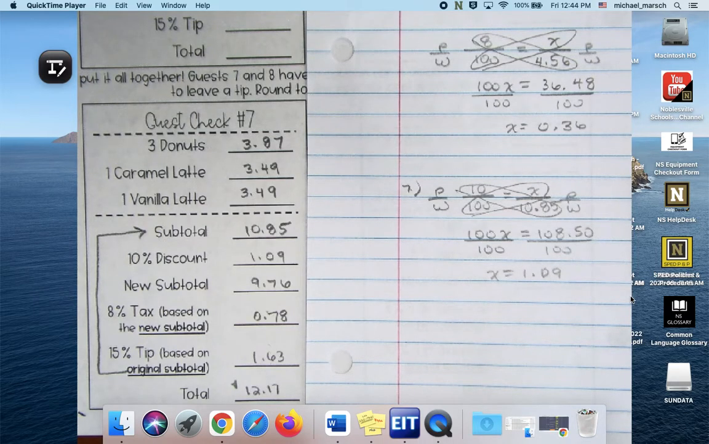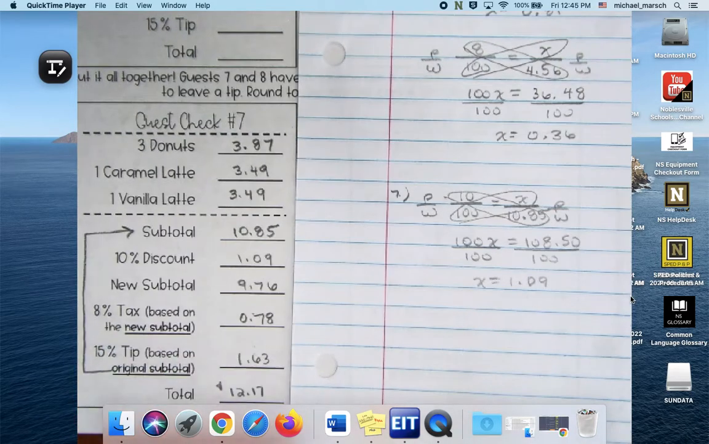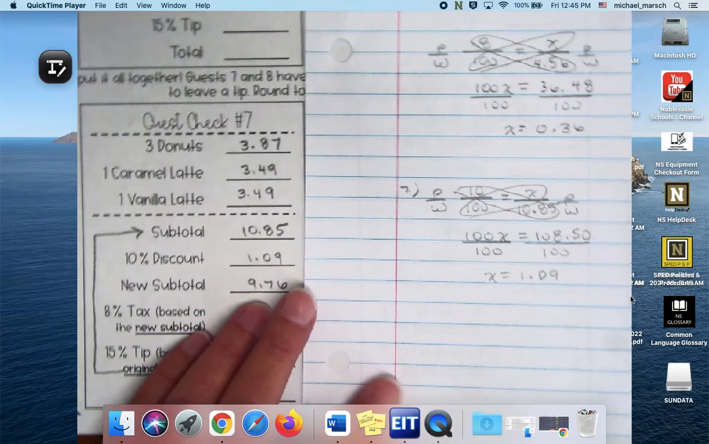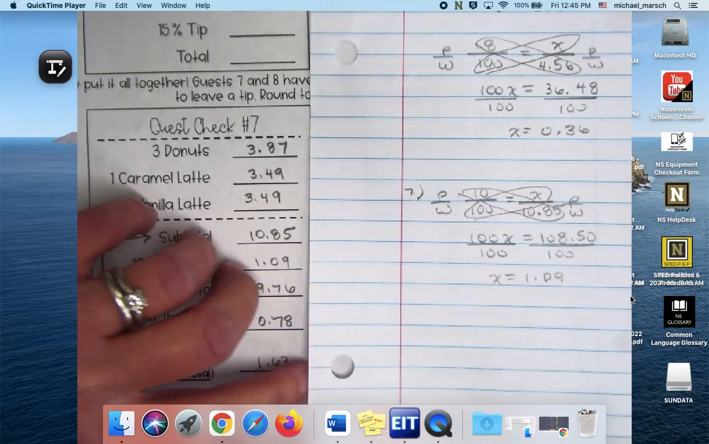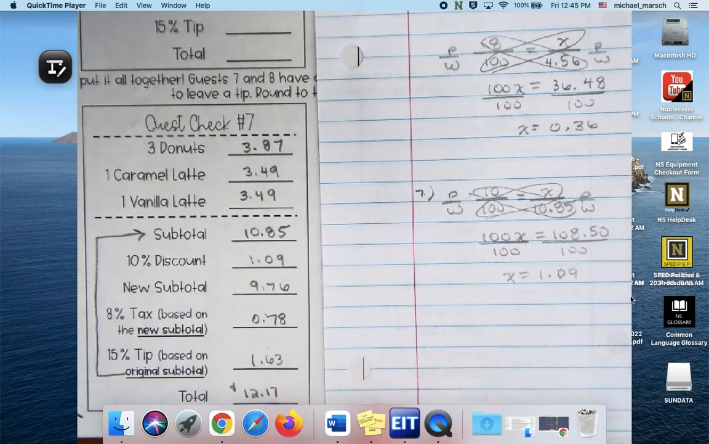Okay. I'm going to show the answer. Unless you guys need more time. And then you're going to work on the rest of it by yourself using these strategies.